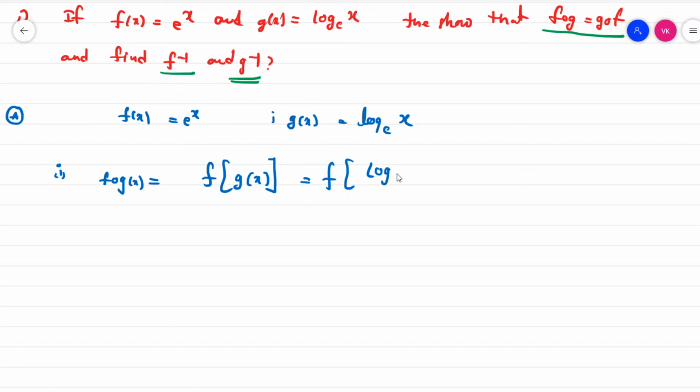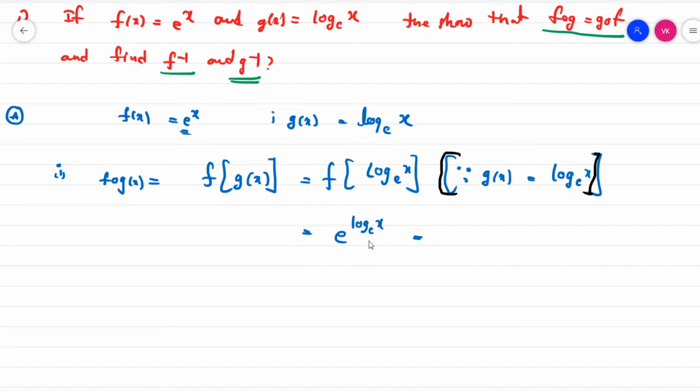Now g of x means log base e of x, and we write this in brackets. Now for the next step, f of x is e power of x, so we write the total function in the x place. That means we get e power of log base e of x. By the logarithm formula, e power of log base e of x is equal to x. This is 1.